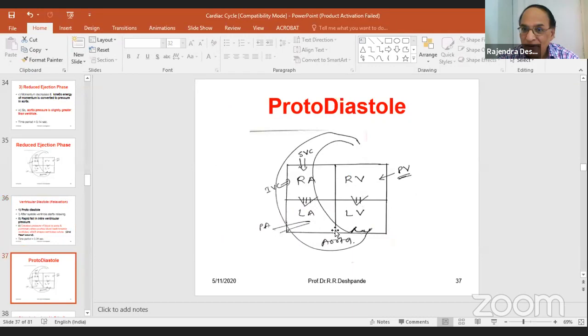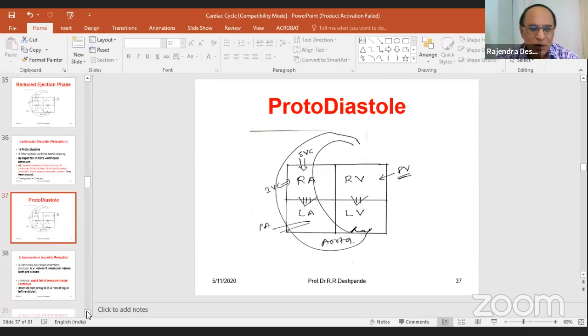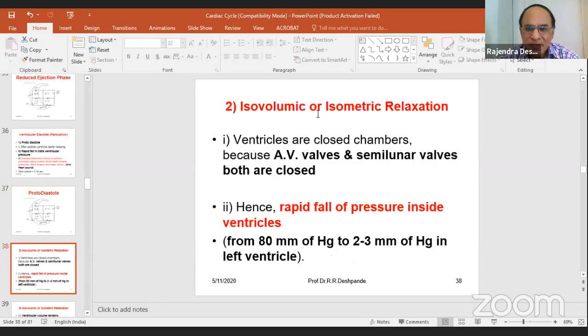Protodiastole. Now what has happened? These valves are closed. These valves are already closed. So again there is a seal. No entry, from here also, not to here. Both the doors are closed. Before contraction, the doors were closed, and before relaxation, the doors are again closed. So the ventricles are taking rest for a few seconds. They are taking the rest, that is protodiastole. This is isovolumic or isometric relaxation.